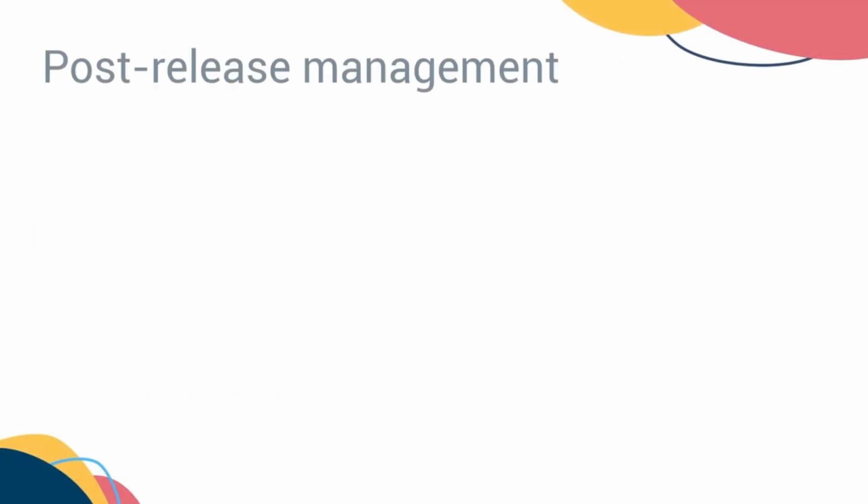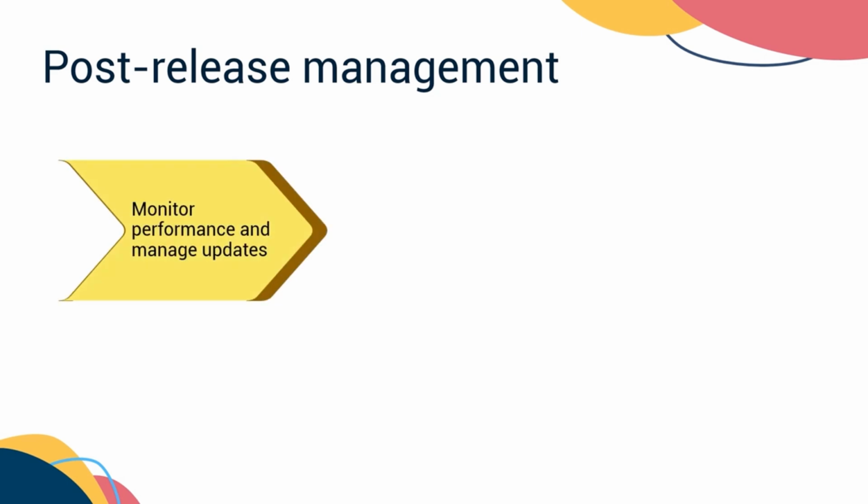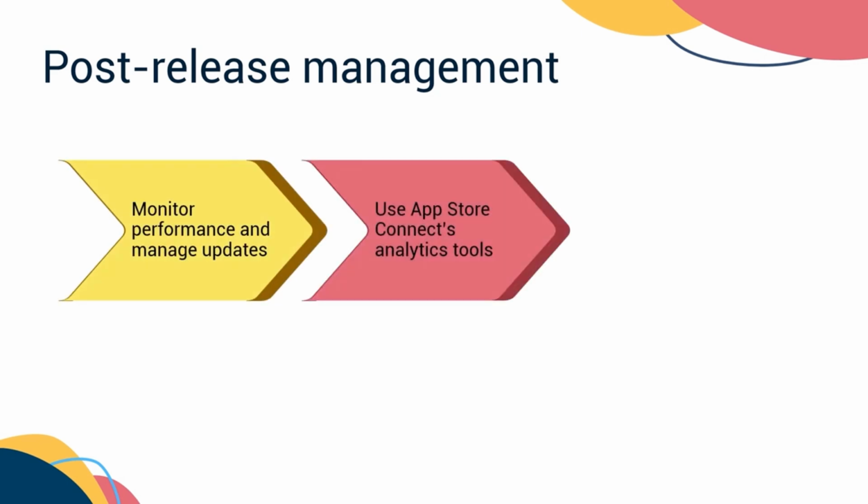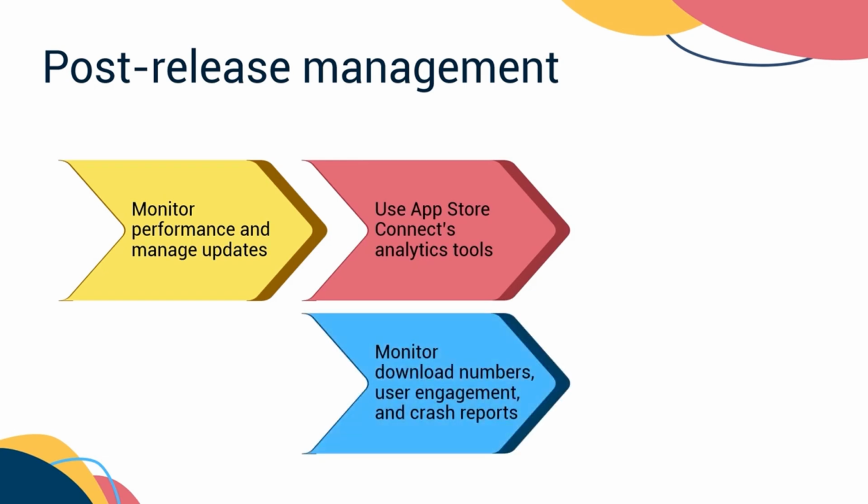This automation ensures that your app is always in a deployable state, ready for testing or release. Once your app is live, monitor its performance and manage updates. Use App Store Connect's analytics tools to track your app's performance. Monitor metrics like download numbers, user engagement, and crash reports, addressing issues quickly to maintain a high-quality user experience.